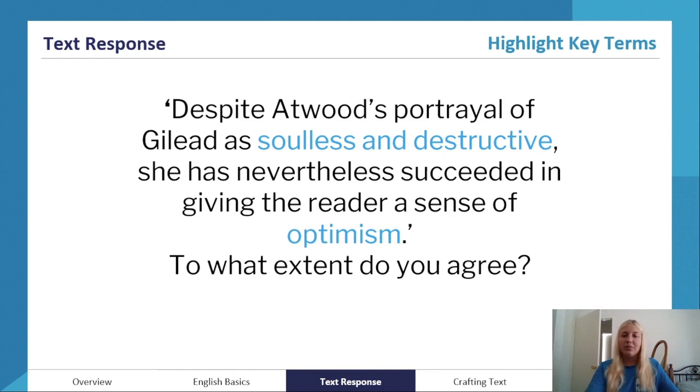See an example here. Despite Atwood's portrayal of Gilead as soulless and destructive, she has nevertheless succeeded in giving the reader a sense of optimism. To what extent do you agree? Keywords we've highlighted: soulless and destructive. Is Gilead really portrayed as soulless and destructive? And the reader is given a sense of optimism, so we need to question whether the reader really does get a sense of optimism or not.